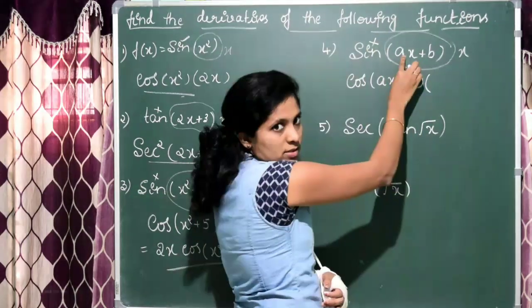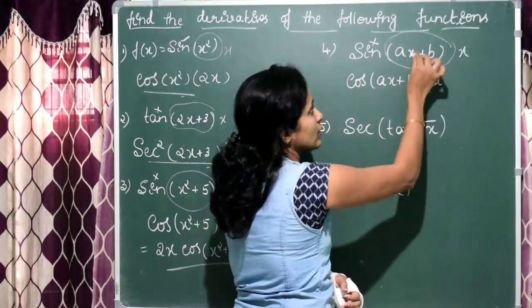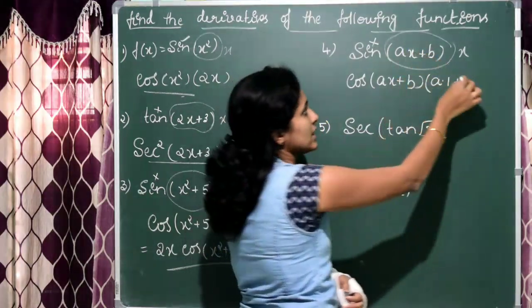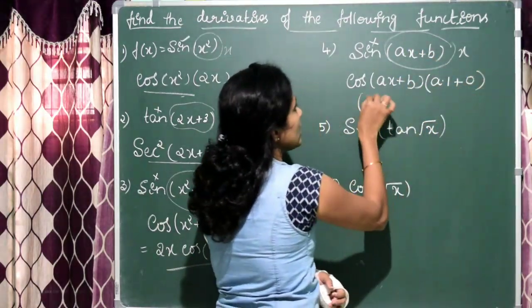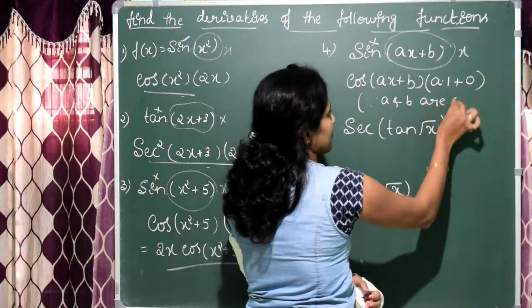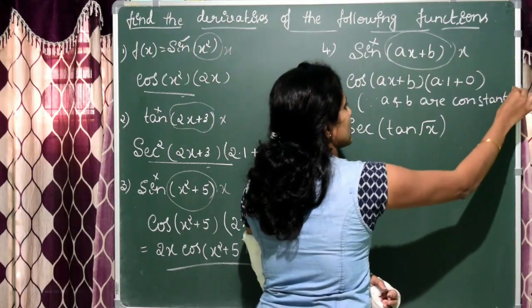A is a constant, okay? A and b are the constants here. So we will write a as it is. Derivative of x is 1 plus derivative of b, which is a constant, will be 0. Remember this one. Here a and b are constants.